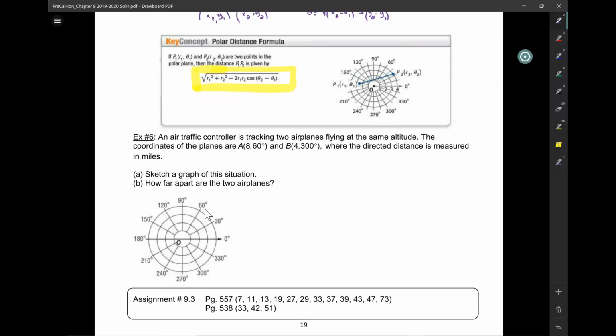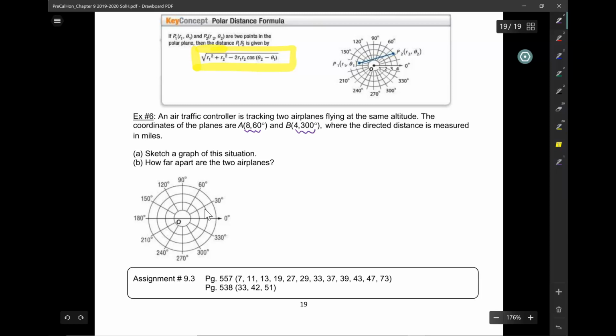An air traffic controller is tracking two airplanes flying at the same altitude. That means height. The coordinates of the planes are (8, 60 degrees) and (4, 300 degrees), where the directed distance is measured in miles. Find the distance between them. Sketch the graph of the situation. Okay, well, we have one which is at (8, 60), so for that we go 2, 4, 6, 8 at 60 degrees. That's plane A. Another plane is at (4, 300), right there. We want to find the distance between them.